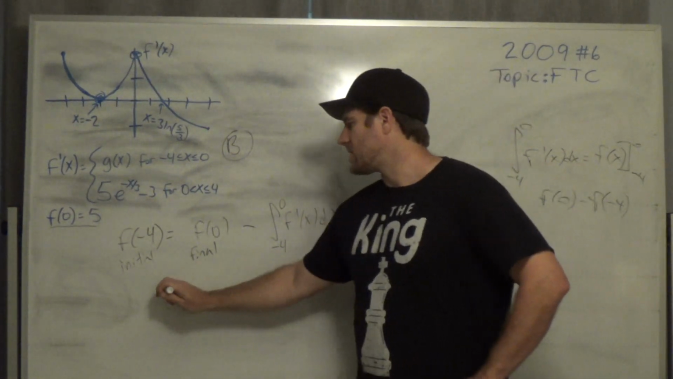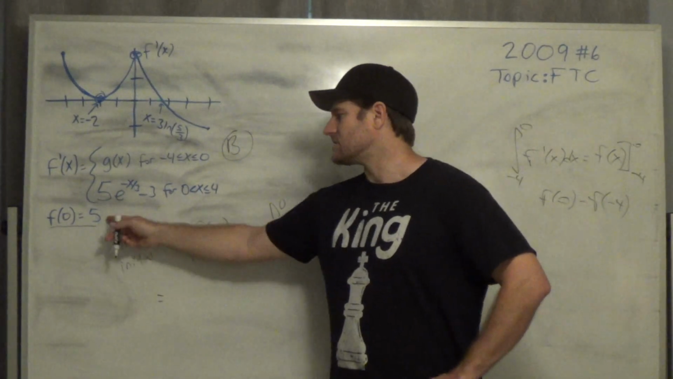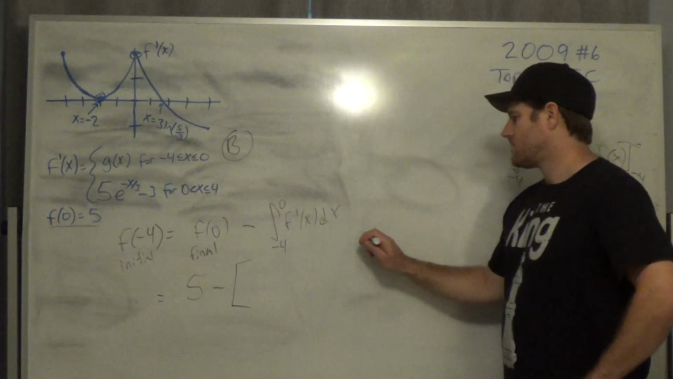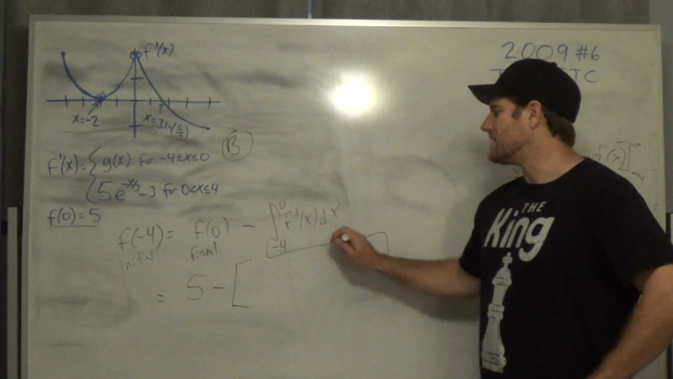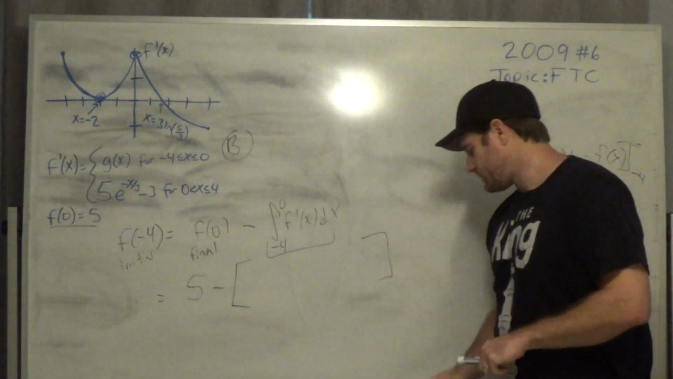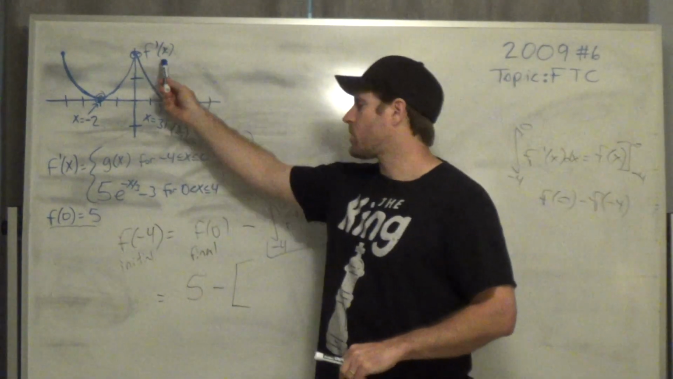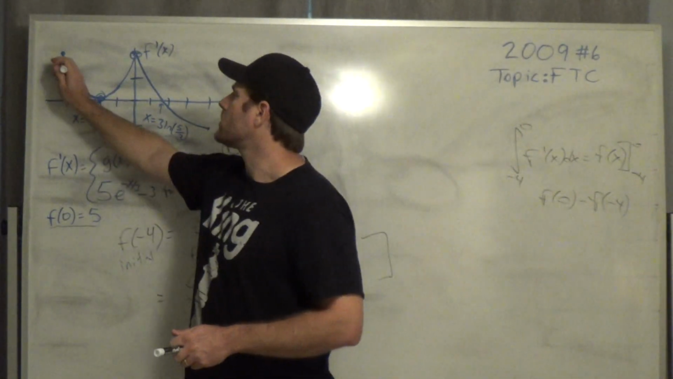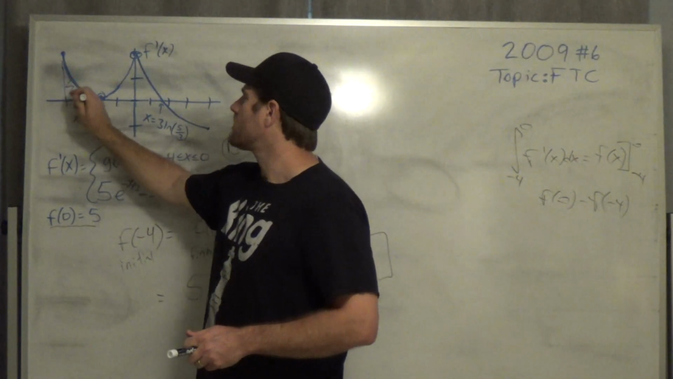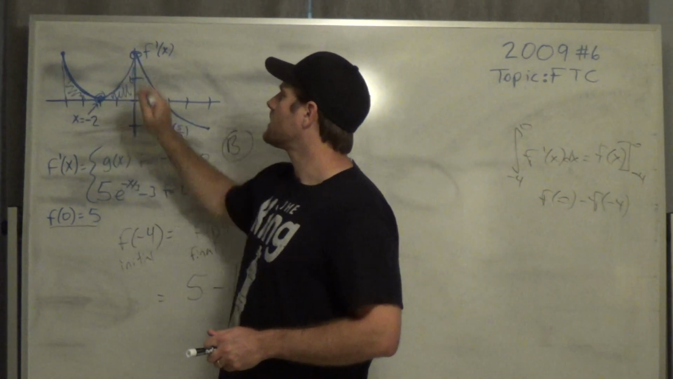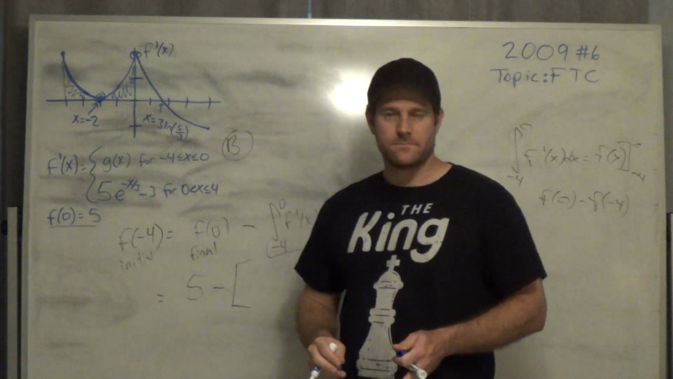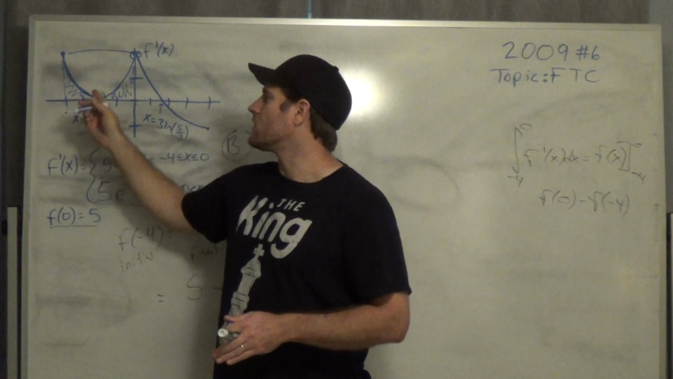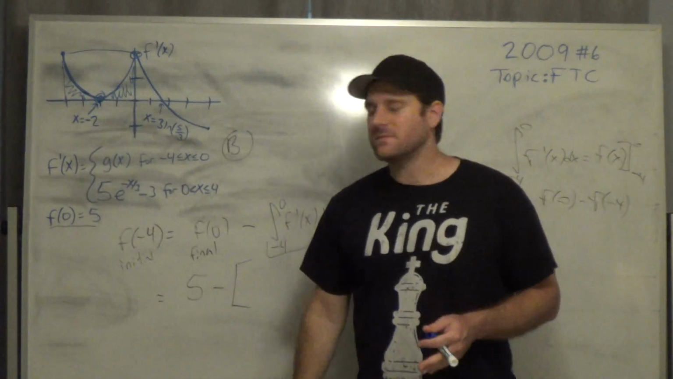All right, so our answer is the final. Our final is 5 minus, and now I need to know what is this. What is the area underneath f prime x from negative 4 to 0? Now, when we're looking for the area, we're looking for this. That is not a semicircle. That is what is left over when you start with a rectangle and you subtract out a semicircle.